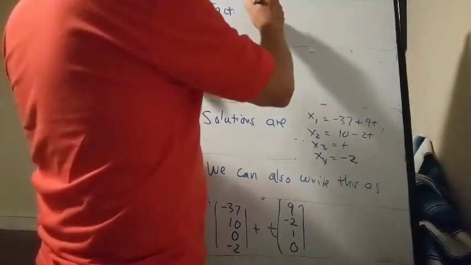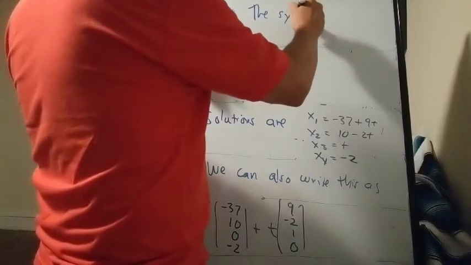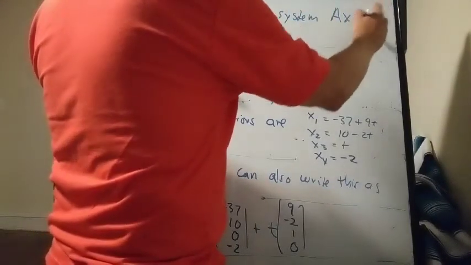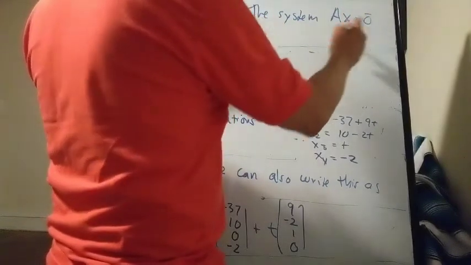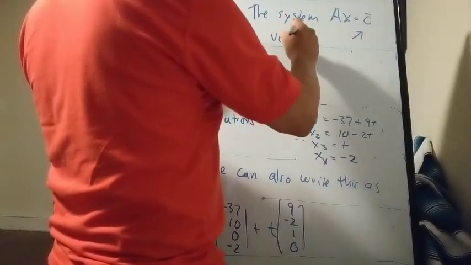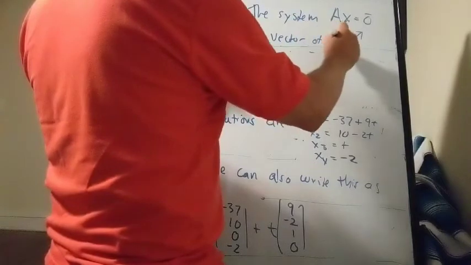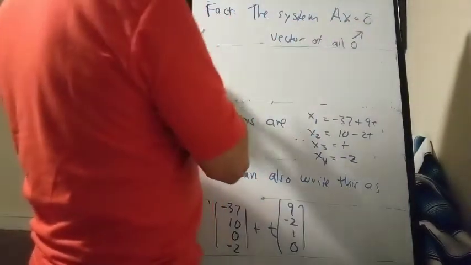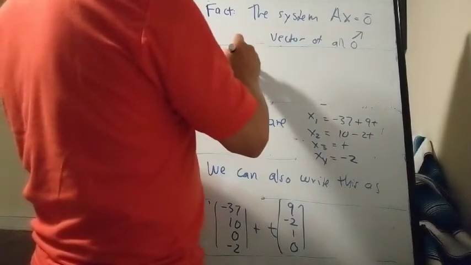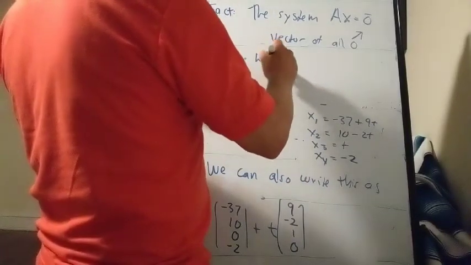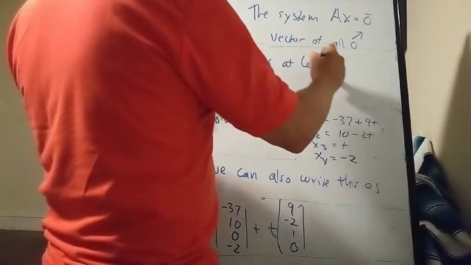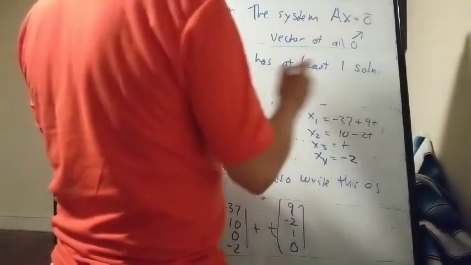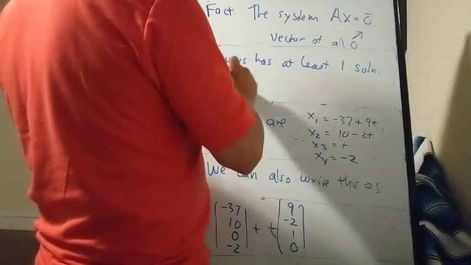And that is that the system Ax equals 0, and by 0 with a bar in it, I mean the vector of all zeros, always has at least one solution, and that is x equals a vector of all zeros.